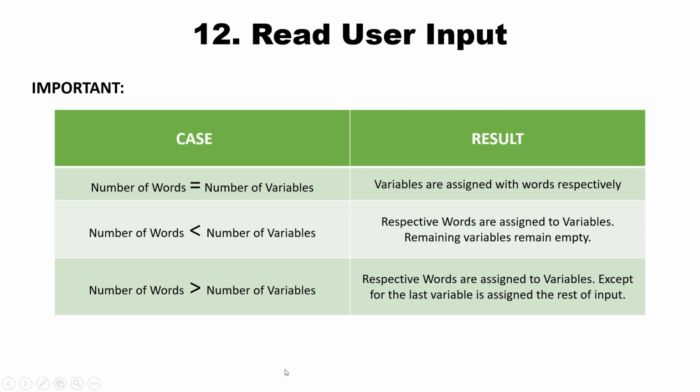So these are three cases. The first case is very simple, where the number of words that we enter in the terminal equals the number of variables that we have used in the script. In our example also we did the same. We had two variables and then we entered two words. So in that case the result is very simple. The variables are assigned the words respectively. Now in the second case, where the number of words is less than the number of variables, let's say there are two variables and we are entering only one word in the terminal. In that case, one variable is going to have the one word that we enter and the other variable is going to remain empty.